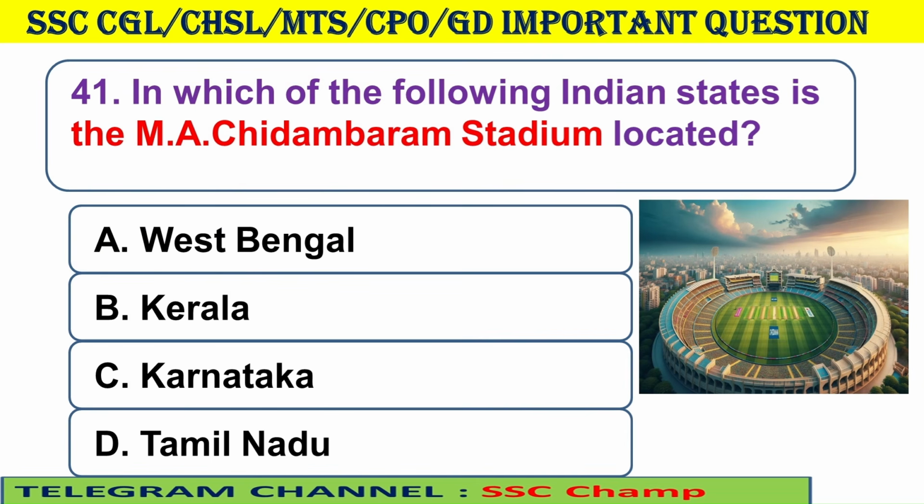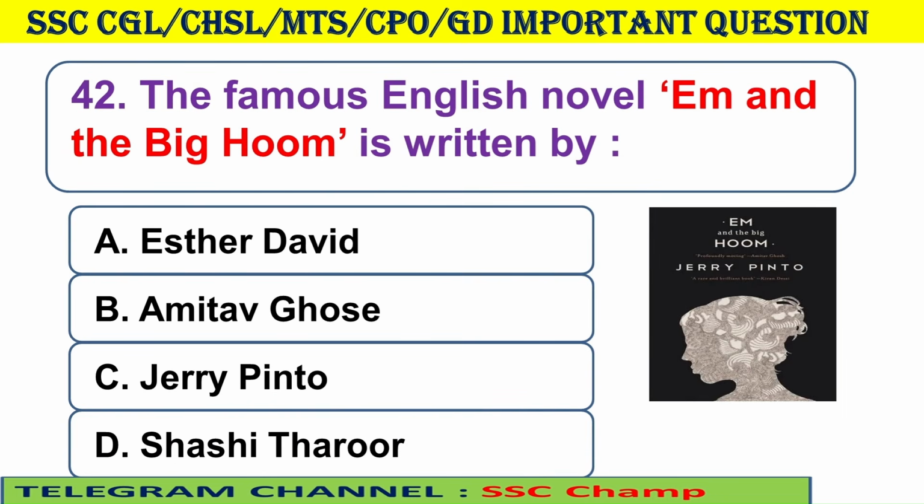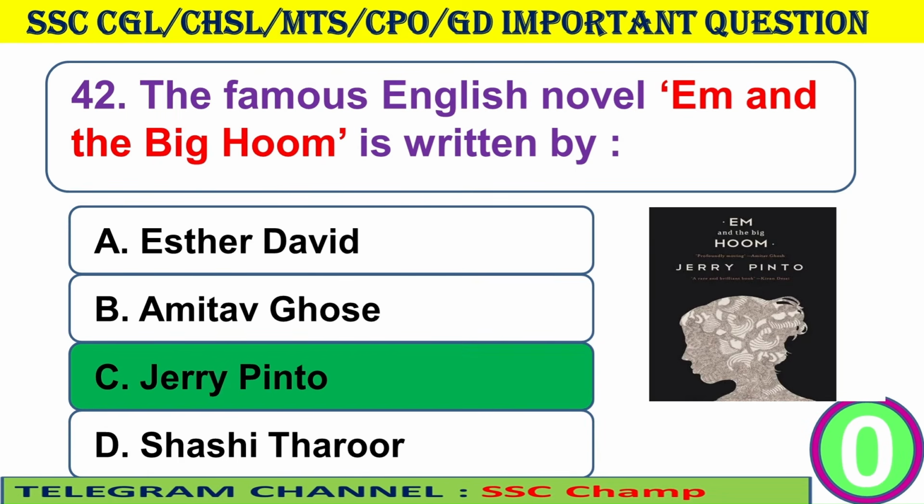In which of the following Indian state is the M.A. Chidambaram Stadium located? Option A West Bengal, option B Kerala, option C Karnataka, option D Tamil Nadu. Correct answer Tamil Nadu. The famous English novel Aim and the Big Home is written by option A Easton David, option B Amitabh Ghosh, option C J.D. Pinto, option D Shashi Tharoor. Correct answer J.D. Pinto.